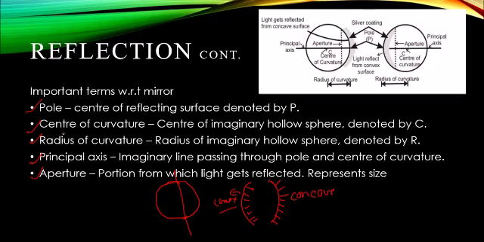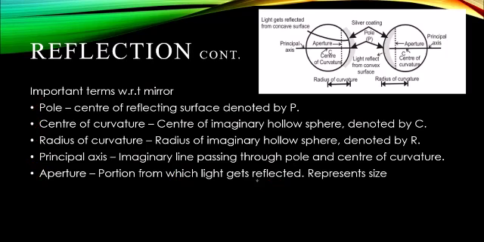So what is the pole? The pole is the center of the reflecting surface. If we are talking about the concave mirror here, and the convex mirror here, in this case, what is the pole? This is the center of the mirror, so this is known as the pole, the center of the reflective surface.